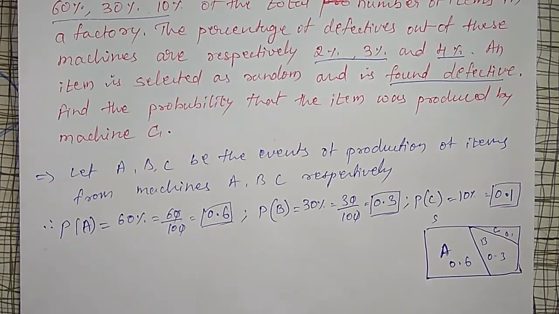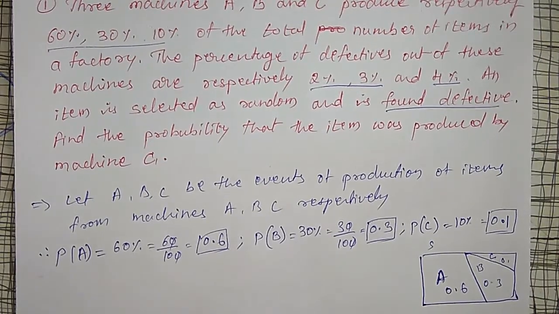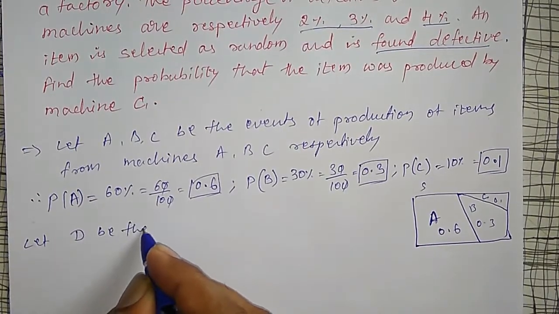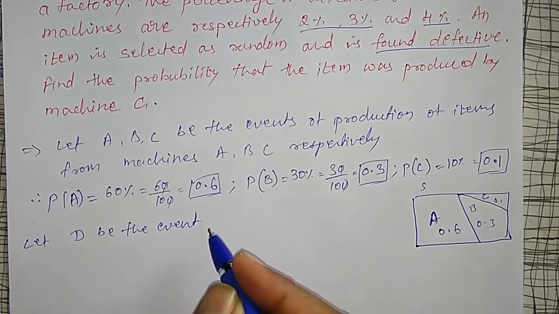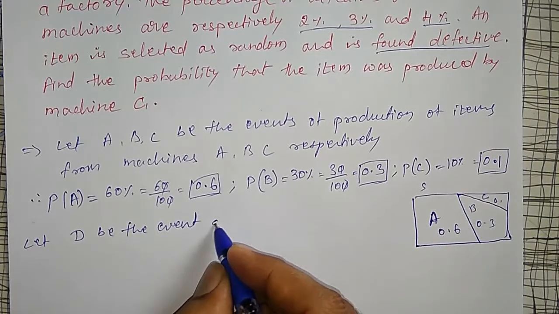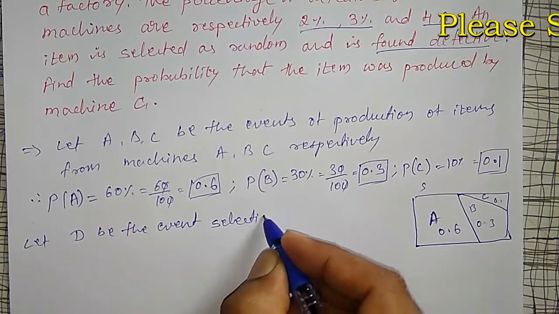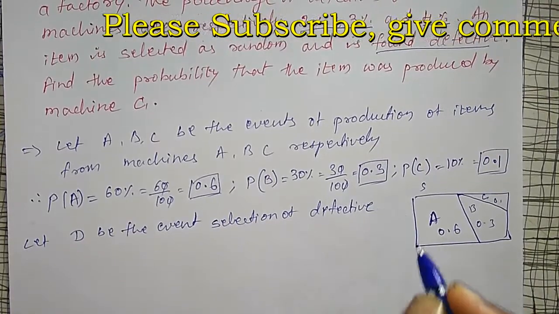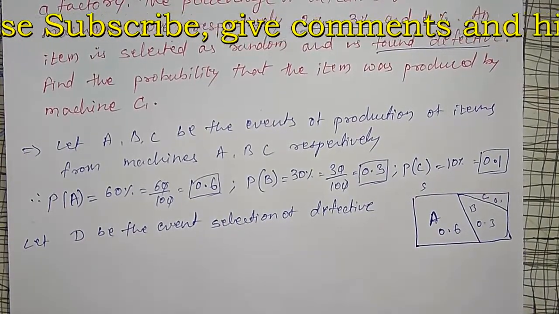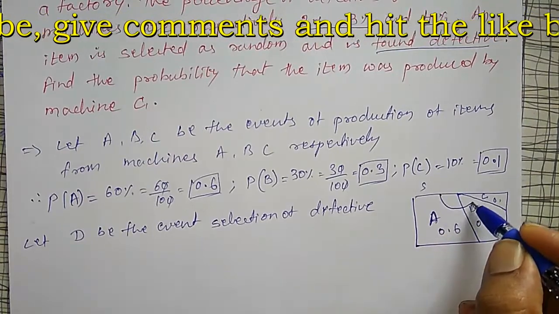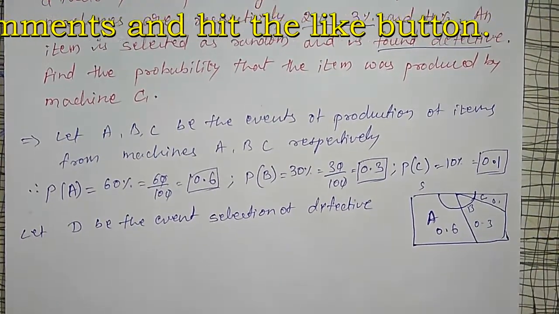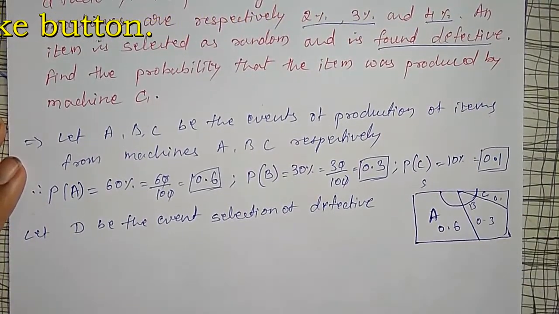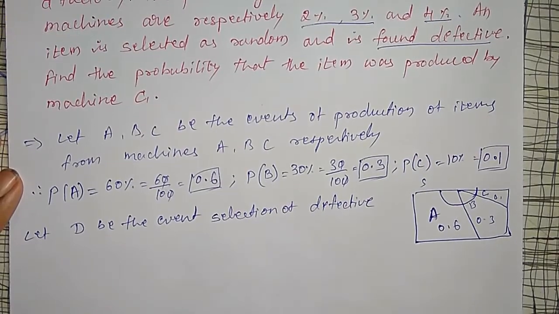Then what happened here? The percentage of defective. Let D be the event, selection of a defective item. All machines are producing some defective items here. How many defective items have been produced? This is my D total, this is D.